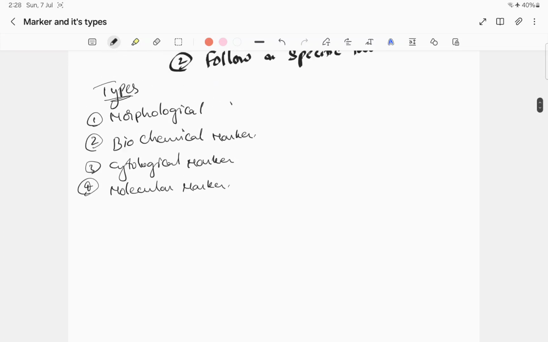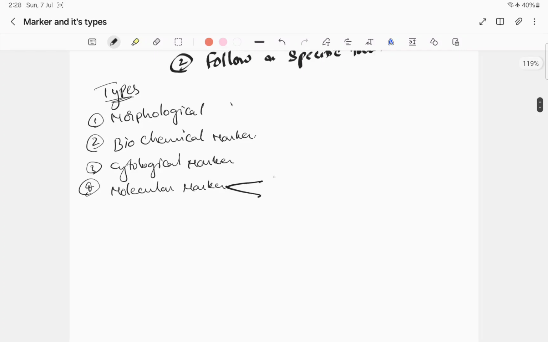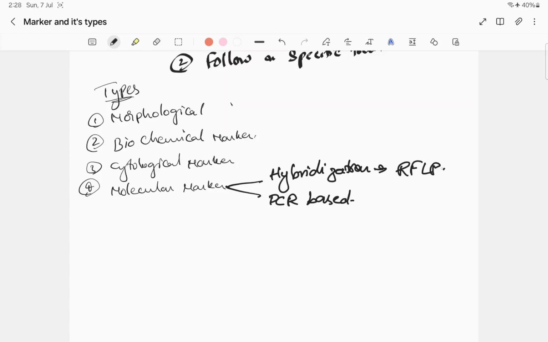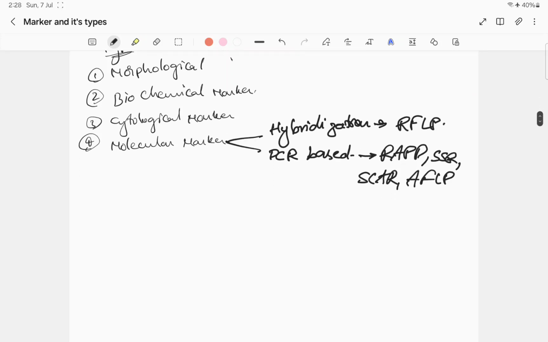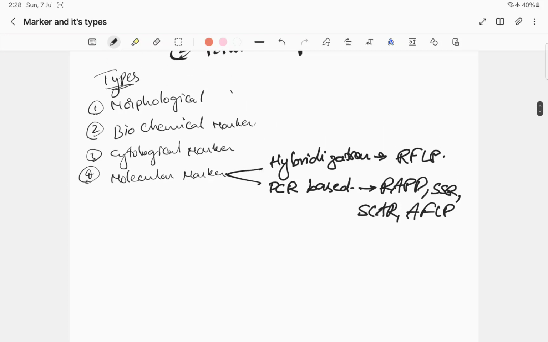This molecular marker is again divided into two types. First one is hybridization based marker, and the second one is PCR based marker. Examples of hybridization based molecular markers are RFLP. Here we will get RAPD, SSRs, SCAR, AFLP, like this, so many. Okay, now we will discuss one by one.